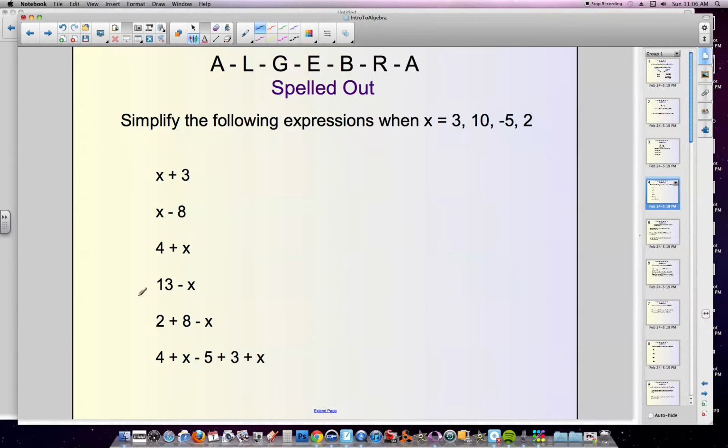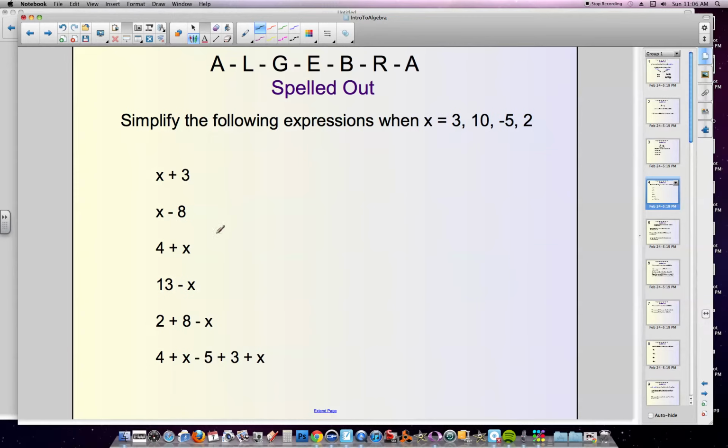And here's some expressions. I would encourage you to play with this. Pause the screen. Put some of these in here. Right? If X is 3, well, what is 3 plus 3? This would be 6. But if X is 10, this would be 13. And if X is negative 5, this would be negative 2. And just see how these expressions can change.